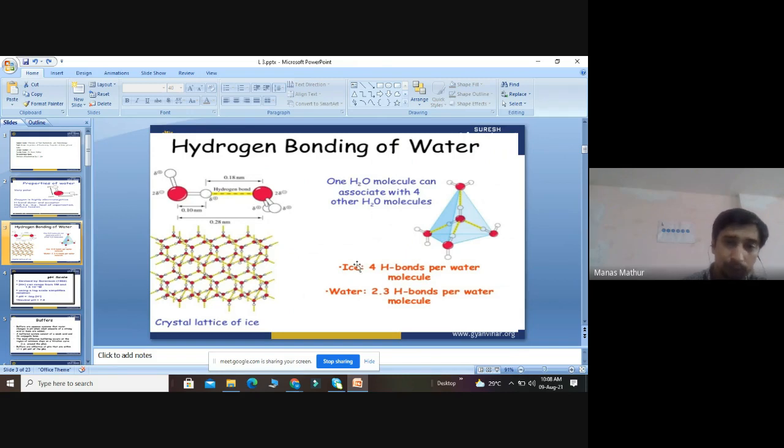So the overall bonding distance is 0.28 nanometer, and one water molecule can associate with 4 other water molecules. They can form a tetrahedral structure, with 4 hydrogen bonds per water molecule in ice, and about 2 to 3 hydrogen bonds per water molecule in liquid water. So this forms the compact lattice structure of water molecules, which we call ice, the solid form of water.